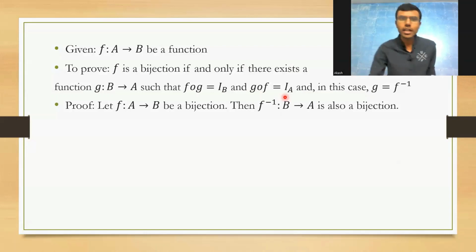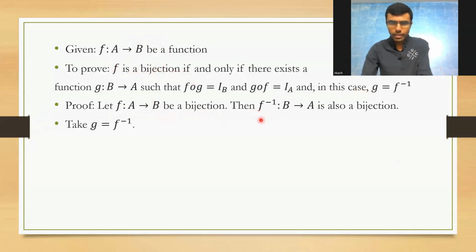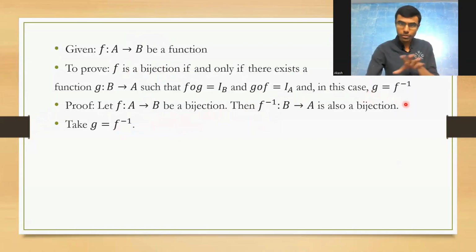Now, first things first, let f maps A to B be a bijection. This is my assumption. Based on this theorem, if f maps A to B is a bijection, that means g is f inverse. I'm taking it like that, and I'm going to show what I need to show. Now next, since f maps A to B is a bijection, f inverse maps B to A and is a bijection. If a function is a bijection, then its inverse is also a bijection.